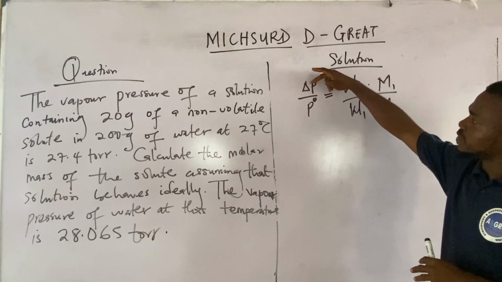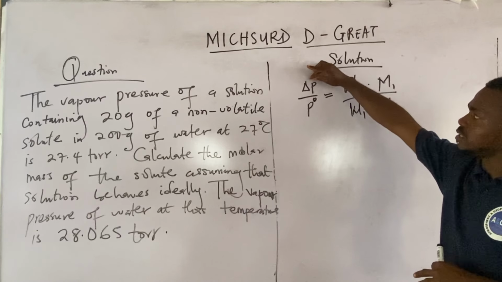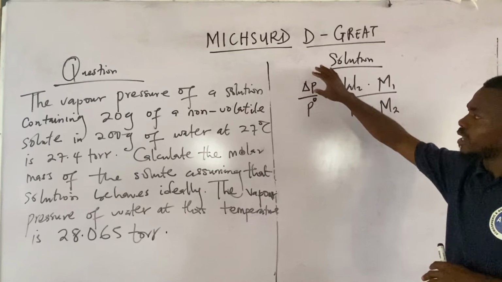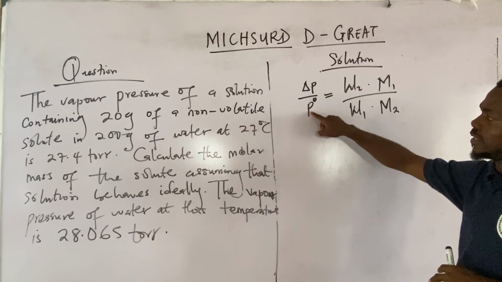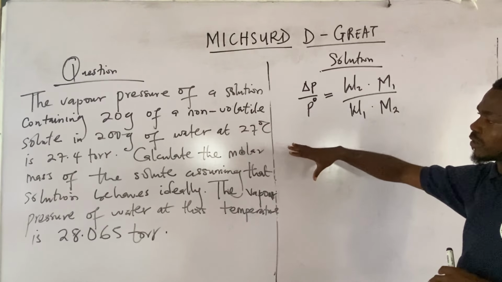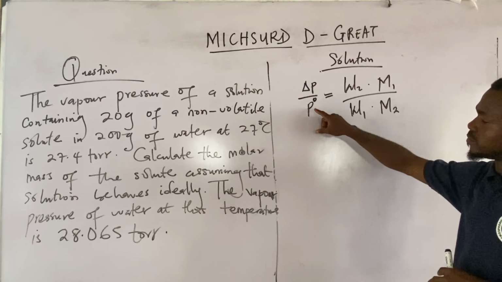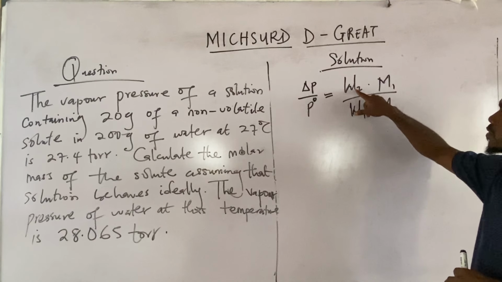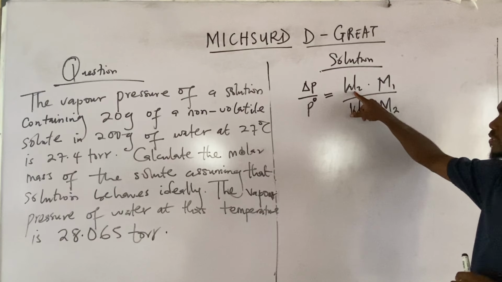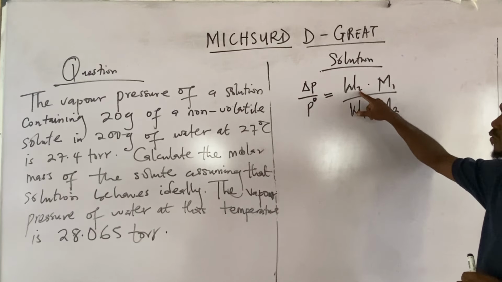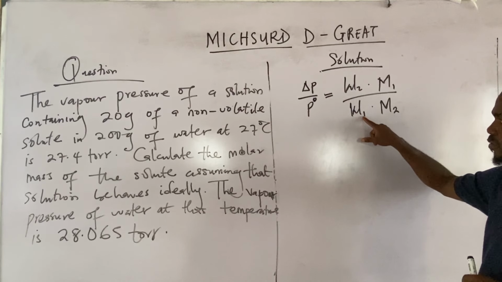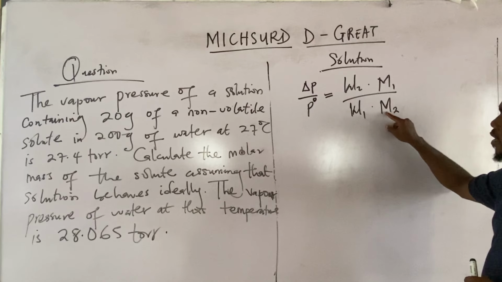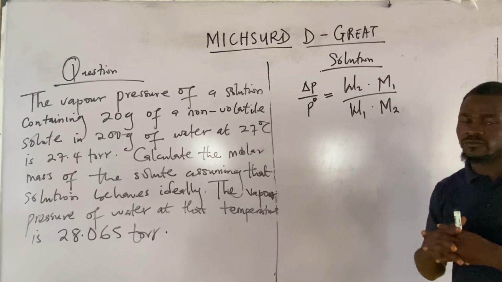So let's start with change in P. Change in P represents the change in the vapor pressure, and P naught represents the vapor pressure of the solvent. We also have W2, which represents the weight of the solute. W1 represents the weight of the solvent. M1 represents the molar mass of the solvent. M2 represents the molar mass of the solute.